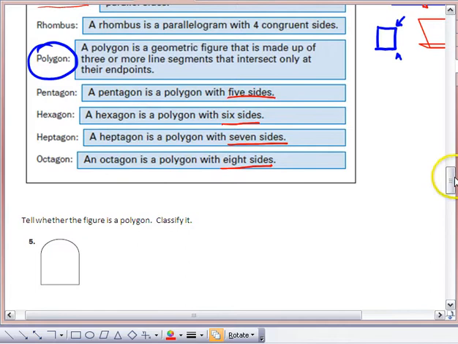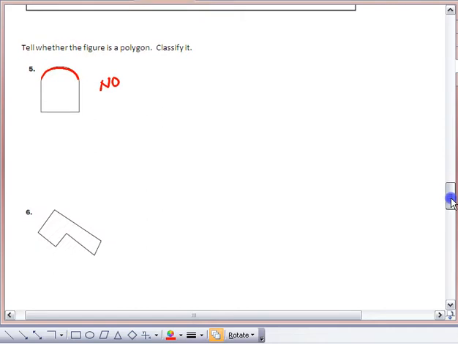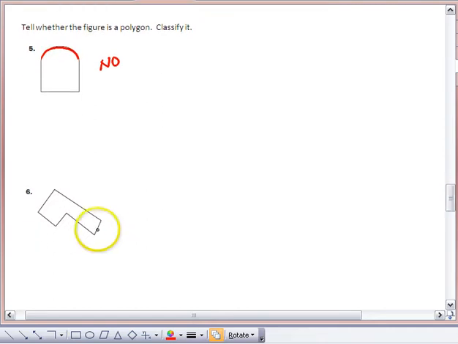It says, tell whether the figure is a polygon. Well, is this a polygon? No, because it has this curved section. So no, that's not a polygon. And remember, a polygon is made up of line segments, and this right here is not a line segment. Alright, this shape, though, is made up of line segments. And there's 1, 2, 3, 4, 5, 6 sides. So if this shape has 6 sides, that makes it a hexagon, because a 6-sided shape is called a hexagon.